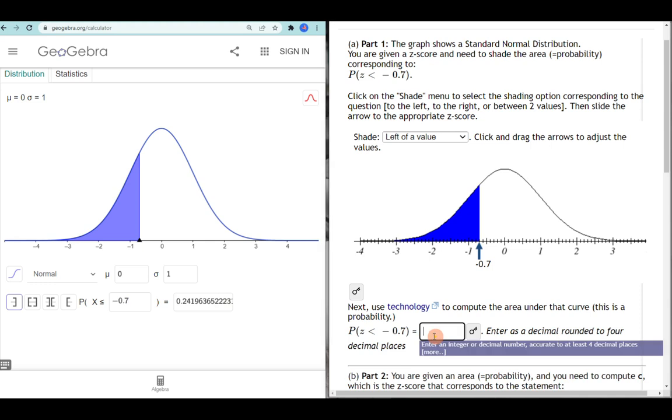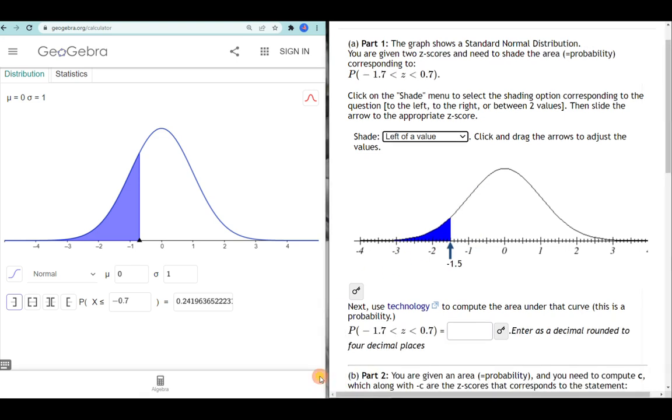Here's my answer. The probability that a z-score is less than negative 0.7 is 0.24196. It says round to 4 decimal places, so 0.24196 will become 0.2420. This is saying about 24.2% of all z-scores lie below the value negative 0.7.